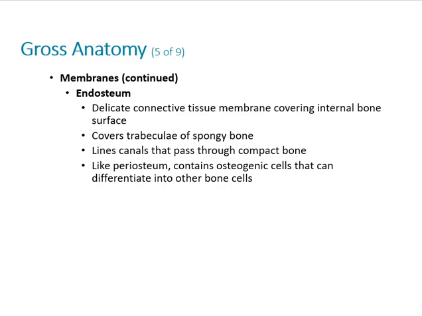And we also have the endosteum. So this is a little bit more of a delicate membrane. So it's a thinner connective tissue, and it covers and lines internal bone surfaces. So it's covering all of that internal trabeculae of spongy bone. It's lining specialized canals that pass through the compact bone, and it is very similar to periosteum. It still contains osteogenic cells that can differentiate or change into other bone cells, but it is a little bit thinner, a little bit more delicate.